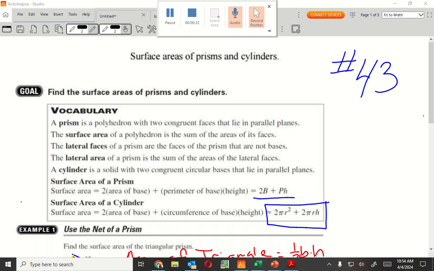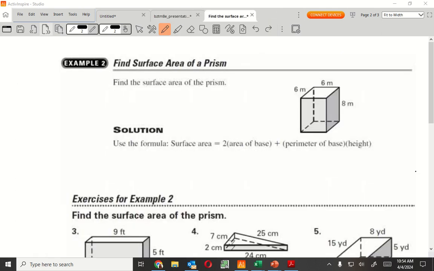So, let's go through here. Page 43, we're continuing on yesterday's notes. So, we're starting over here on example 2 from yesterday's notes. And it says, find the surface area of the prism. So now, on our example 1, I showed you how to do it using a net by showing and displaying every single one of the sides and then adding it all up. So we have another formula to actually make this work.